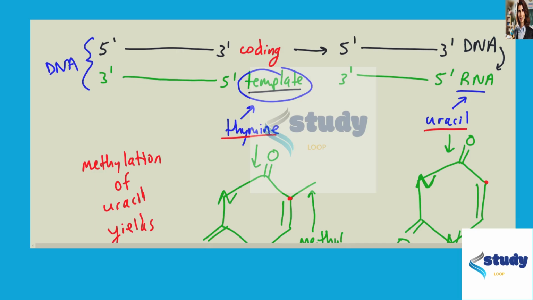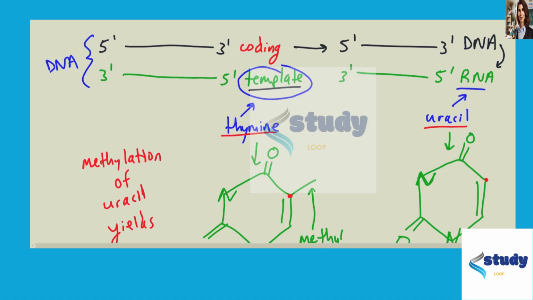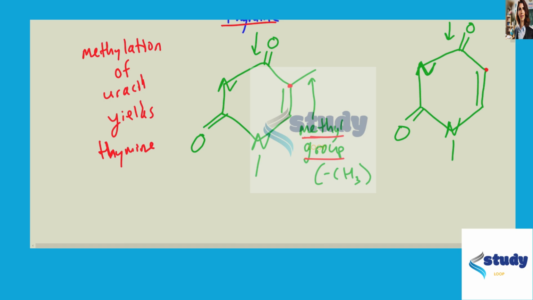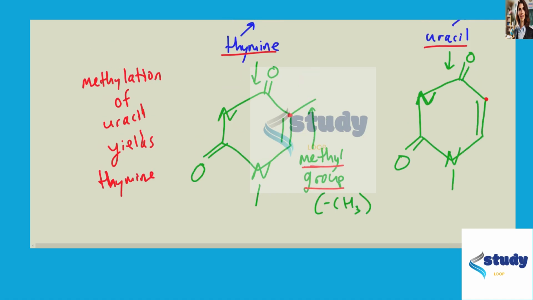But in the case that we find methylated uracil, we can actually produce thymine. So we can actually go from this uracil and through methylation produce thymine. And that's really the point that we're trying to drive home here, is that the methylation of uracil can produce thymine in certain circumstances. The uracil might get methylated.